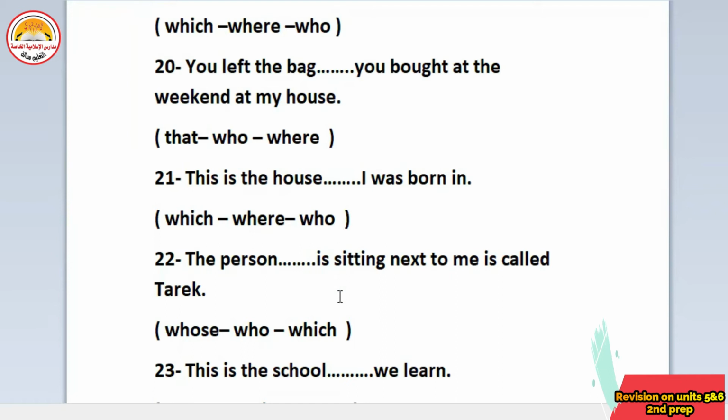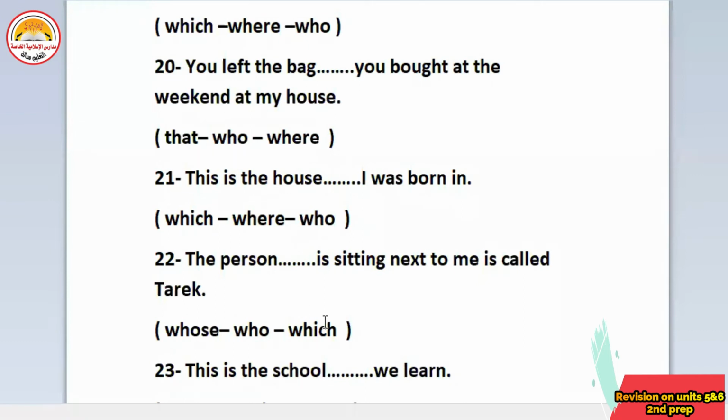Number 22, Muhammad Ahmed Abdayi. The person who is sitting next to me is called Tariq. Choose here from whose, who, which. Who. Why here you said who? Because here we have the word person. So the correct answer will be who. The person who is sitting next to me is called Tariq. Okay, thank you, Muhammad.